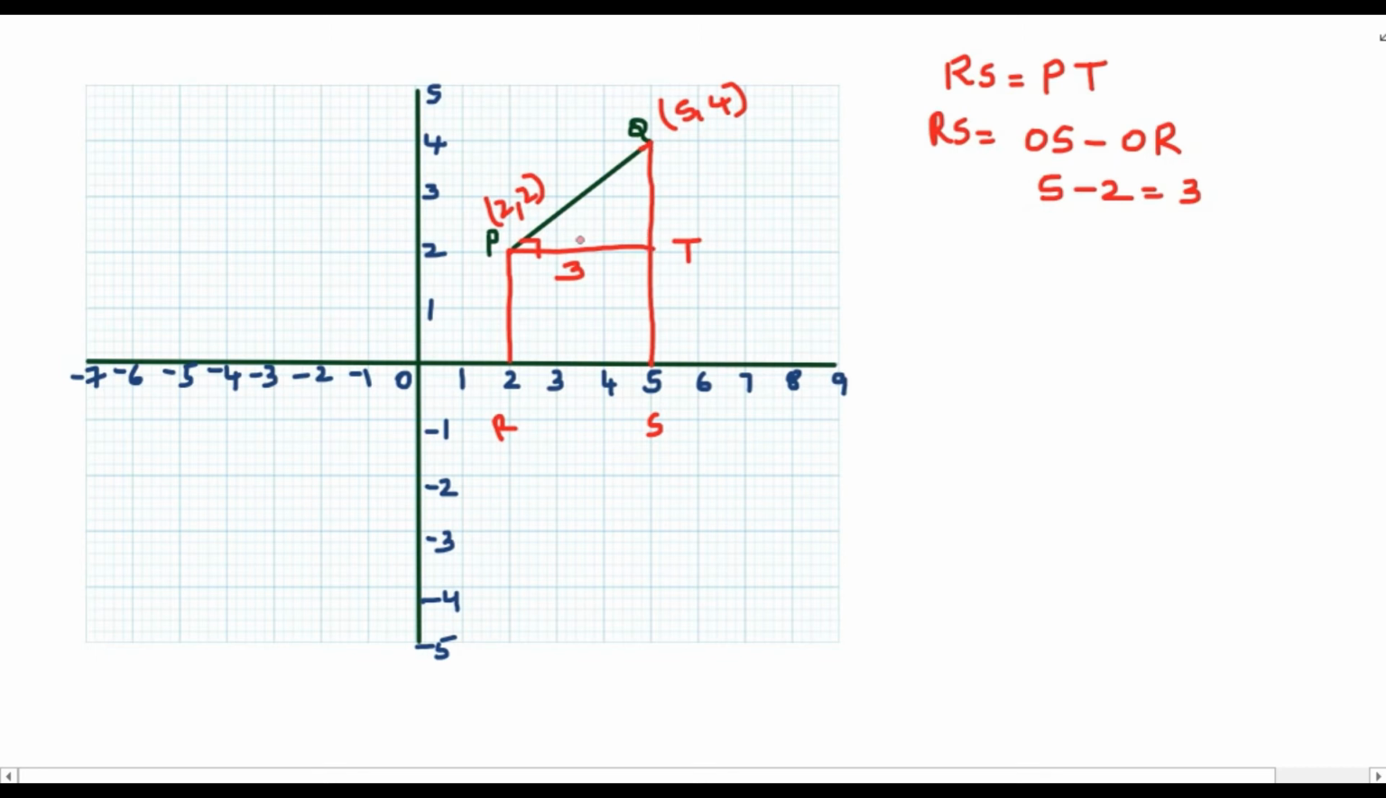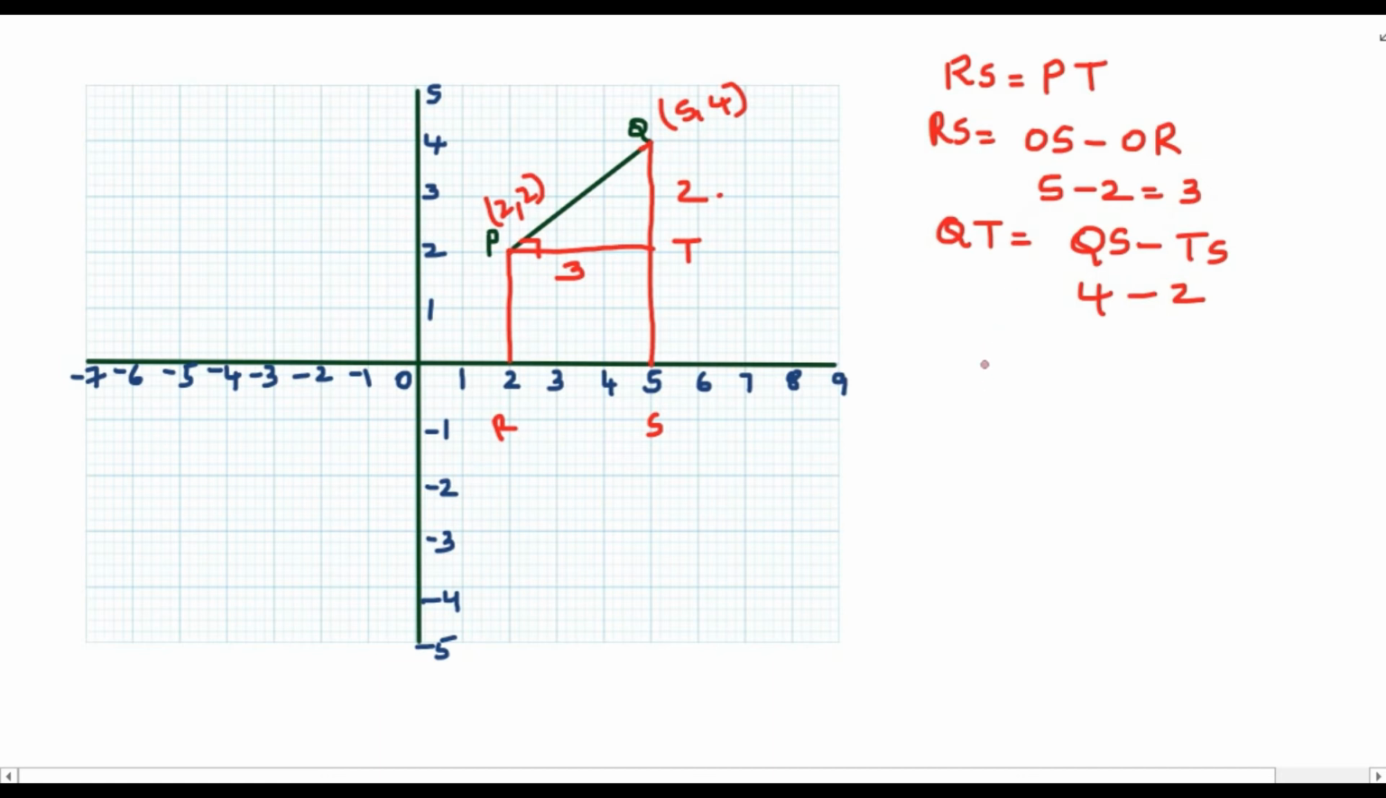Now in the same way, how will you find the distance QT? We can again use the same method. If you extend this point, it will meet the y-axis. So to find the distance QT, we need to subtract QS minus TS. QS is 4 units, you can see this is 4 units, and TS is 2 units, so this is 2 units.